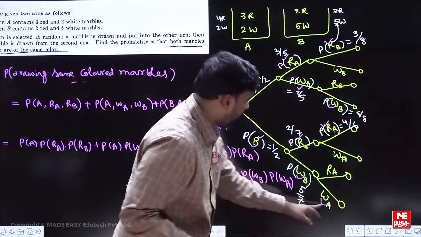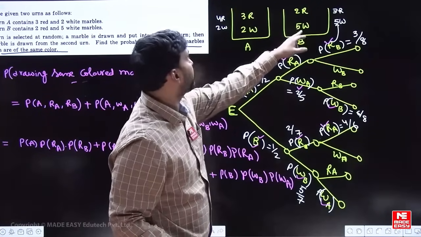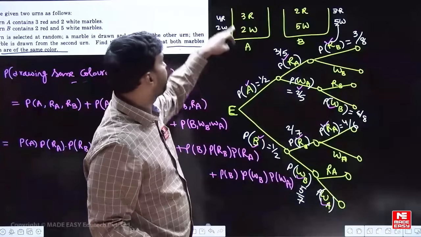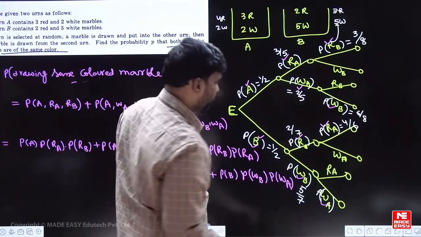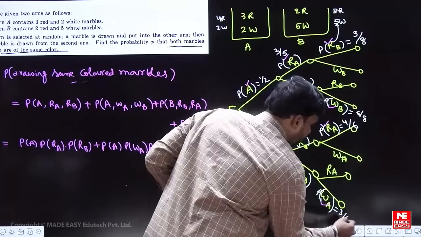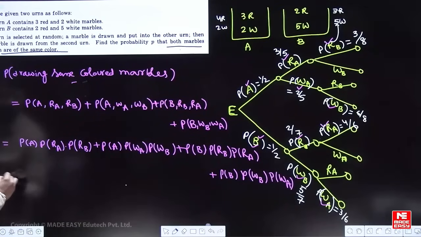And for this one, the probability of this one is, yes, one white ball has been kept here. Now 3 red and 3 white, it will be 6. Okay, so 3 out of 6. So it is 3 out of 6 here. So therefore, these are the probabilities you have taken. Now place those probabilities here, you will get the answer.